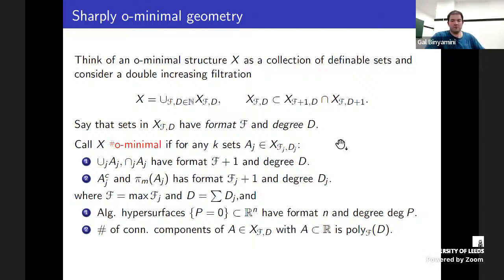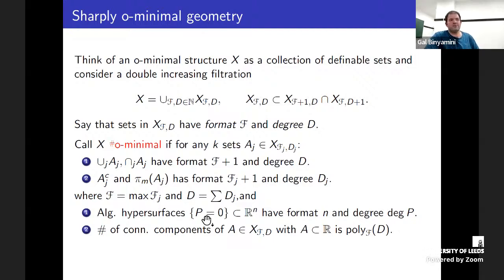Okay, so what's an o-minimal structure? I'm always thinking about o-minimal structures over the real field. So I want to say that the filtration is interacting reasonably with the usual filtration that we have in mind on the real field. The way that I state this is by saying that if you take an algebraic hypersurface in R^n, this will have format n and degree equal to the degree of the hypersurface. So on the algebraic hypersurfaces, the filtration is compatible with the usual filtration. So this is already an axiom.